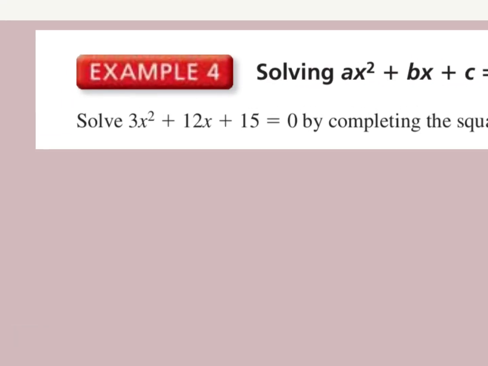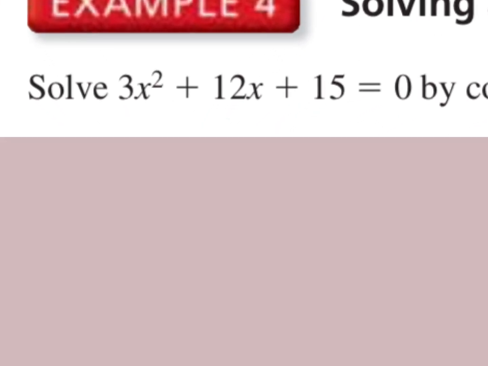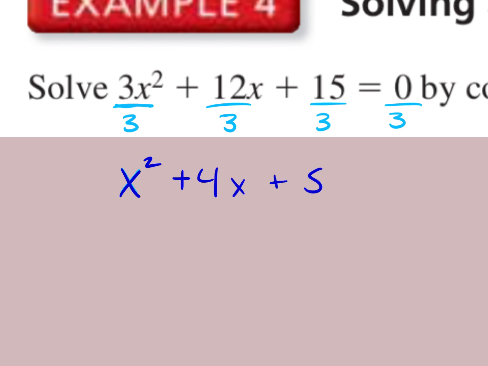So example 4 is the same idea. However, we have to be careful because our leading coefficient is not 1. So we can't just go ahead and complete the square right away. So what do you think I could do first here? Awesome. We have a GCF. Let's take out our GCF. We're going to divide everything by 3. So it goes away. So we're left with x² + 4x + 5 = 0.